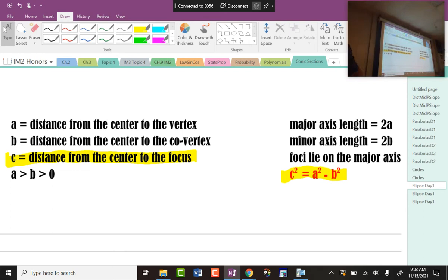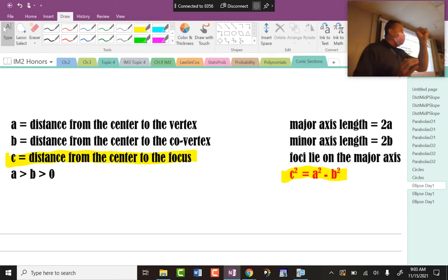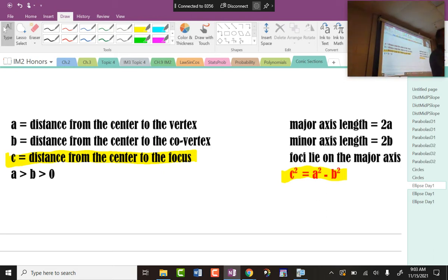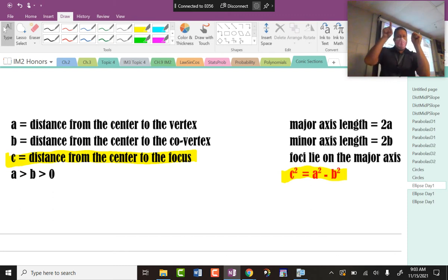Here's another reason I'm going to get real silly about this. The sun is actually the focus, and it wobbles. If you did c squared equals a squared plus b squared, then the focus would be outside of the ellipse, because c would be larger than a, and a is the biggest radius that you can have. So you'd be saying that the sun is here and the Earth goes like this.